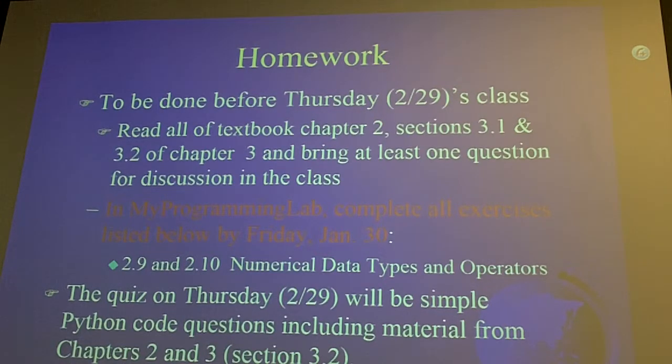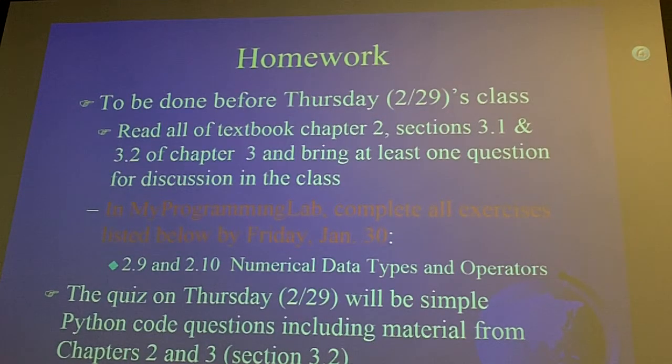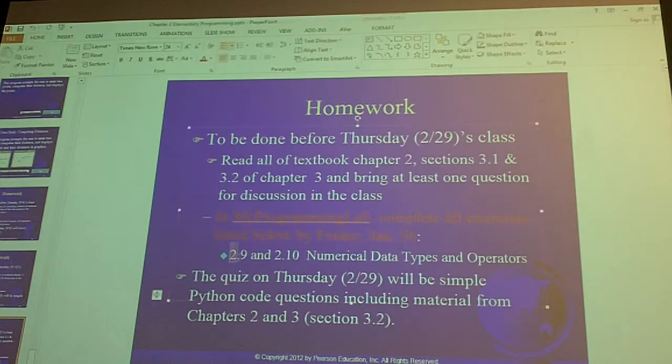So in programming lab, we have to do a section before Thursday, a part, or just read it? Yeah. I mean, the deadline I put was Friday. We're only paying attention to the homework slide that has our class dates on it. There's a slide before this that has last semester's dates on it. That's not us right now. That slide has 2.8 numerical data types. I don't know where I got that from. So this should really be 2.8. I'll have to correct that in Google View.